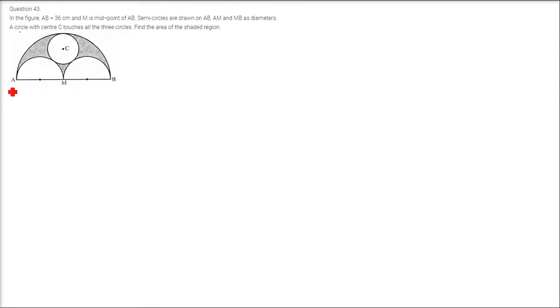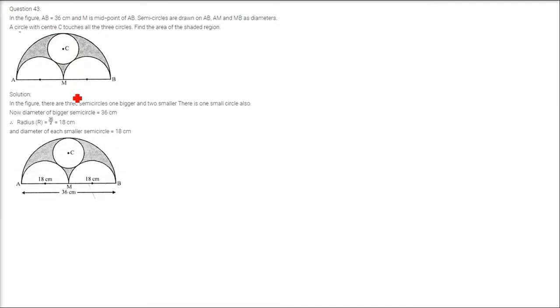In this figure, this AB is 36 centimeter, M is the midpoint of AB. Semicircles are drawn on AB, AM and MB. A circle with center C touches all the three semicircles. Find the area of the shaded region.